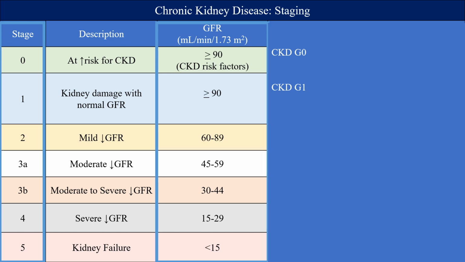Patients with kidney damage but still with GFR of 90 or greater are staged as CKD stage 1, denoted as CKD G1, where G is for GFR. Stage 2 is for GFR between 60 and 89. Stage 3A is GFR between 45 and 59. Stage 3B is GFR between 30 and 44. Stage 4 is GFR between 15 and 29. And stage 5 is GFR less than 15.